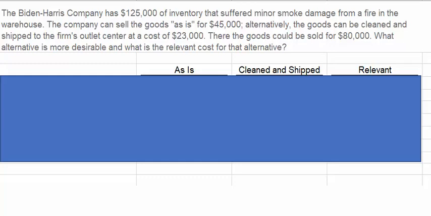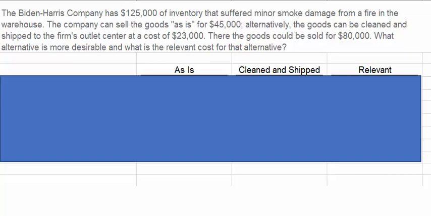Okay, let's explore this incremental costing or relevant costing situation. We've got the Biden-Harris company. They have 125,000 of inventory. It has suffered minor smoke damage from a fire in the warehouse.